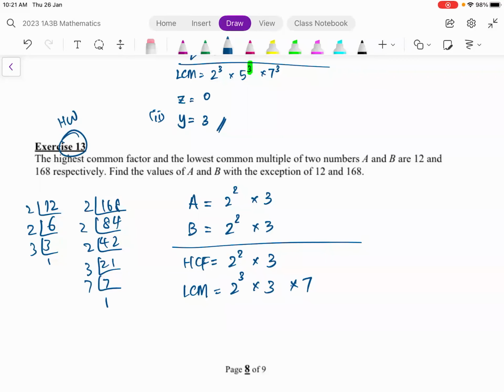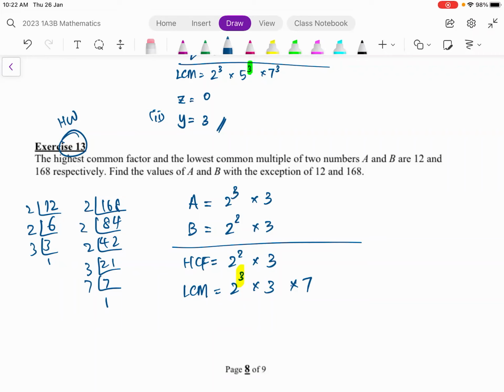Okay, so question 13, let us now focus on the number 2. The LCM shows that it has a power of 3. That implies that one of the two numbers, either A or B, will have factor 2 power 3. It cannot be both, because if both of them have 2 power 3, then the HCF will show 2 power 3 instead of 2 power 2. So at most only one of them will have 2 power 3. Let us just randomly give it to A.